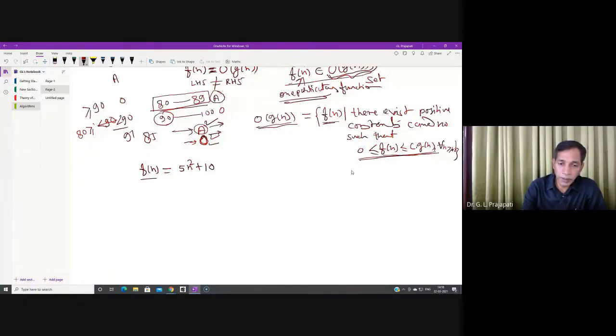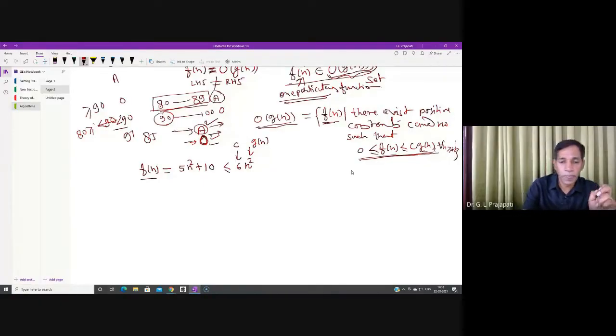But for representing the analysis in terms of the big O notation, we must determine the function g of n, so that you can claim that f of n is less than or equal to c into g of n. So let us say g of n is n square, and we need to select some constant. So say I'm going to select the constant 6. This is the value of some constant.